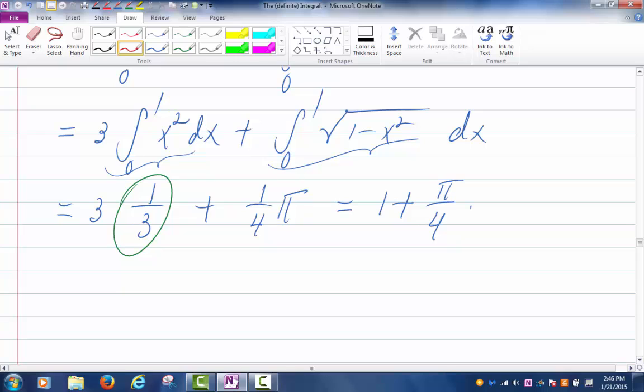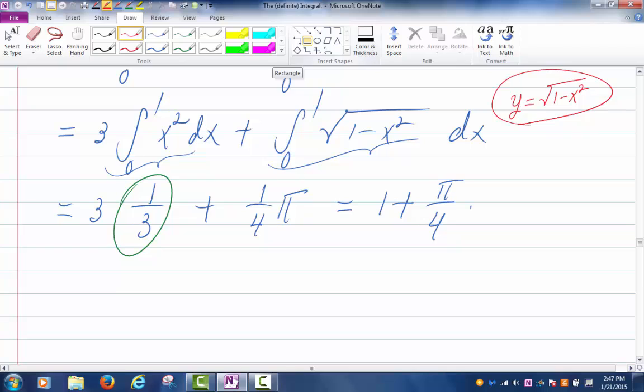How? By interpreting it as an area, right? So if you look at the integrand function, what is it? Root of 1 minus x squared, right? What's the graph of that? Can you tell me that? The graph of that is the upper half of the circle, right? So the upper half of what circle? The unit circle, right? Radius is 1.